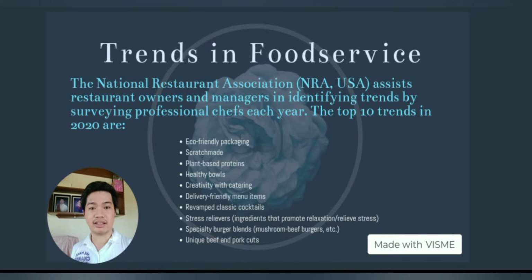Next is revamped classic cocktails, where they innovate with a new look and new flavors of cocktail drinks. Next is stress relievers. They put ingredients to promote relaxation. Later, you will learn examples. Next is specialty burger blends. One example is the mushroom beef burger. In the Philippines, in Tagaytay and Bacolod, there are vegan restaurants. And lastly, unique beef and pork cuts. But here in the Philippines, we are always stuck with T-bone steak and baby back ribs.